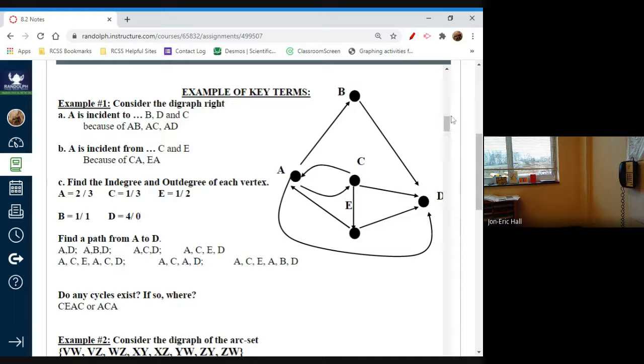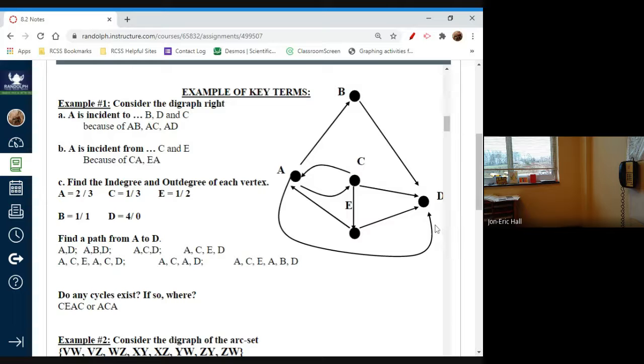Do any cycles exist? If so, where? Remember that a cycle is like a circuit, cycle, circuit. So what I would do is the same thing that we learned before. B has a degree of 2. A has a degree of 1, 2, 3, 4, 5. That's interesting. C has a degree of 1, 2, 3, 4. E, 3, and D, 4.